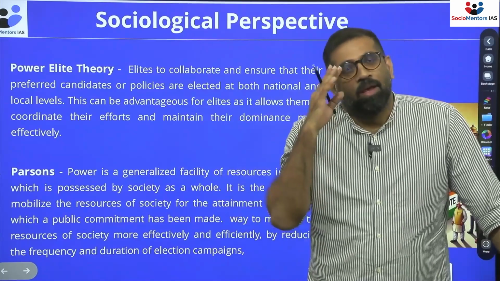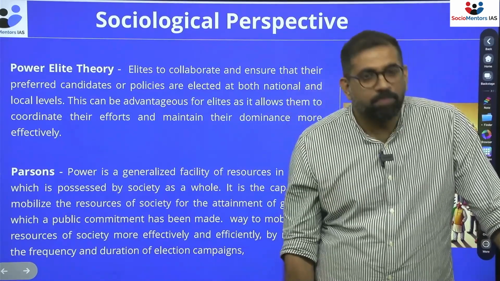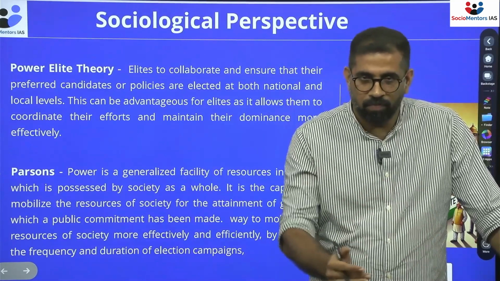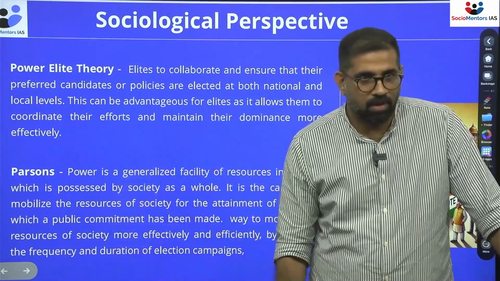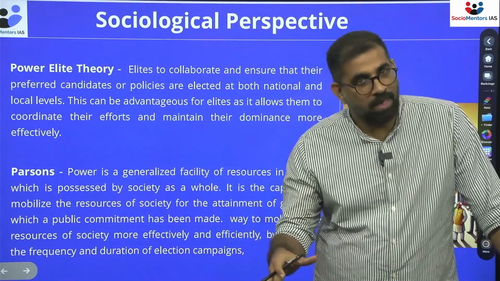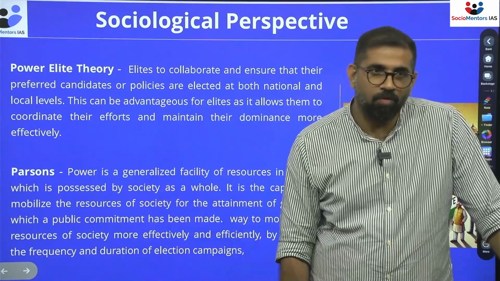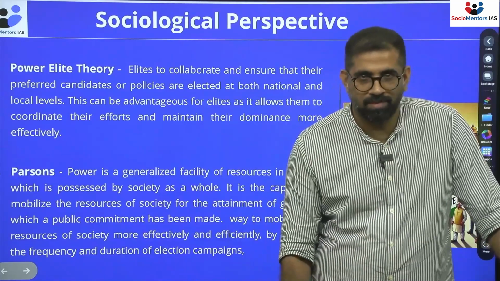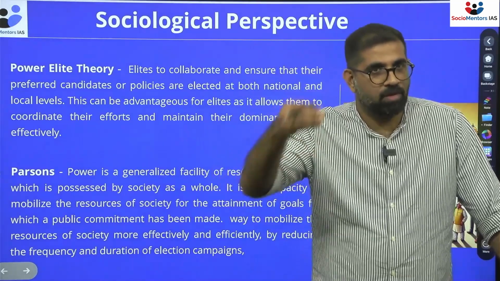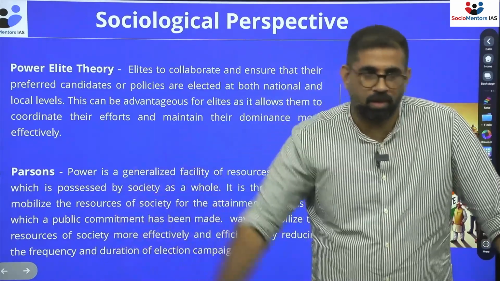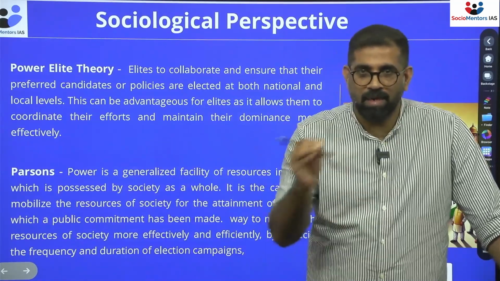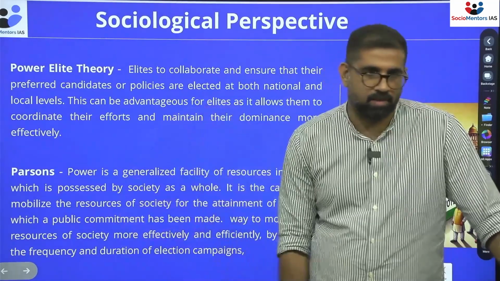When it comes to the elites, elites have differential levels of control over different levels of government. The elites who control the national government and the elites who control the state governments will be different. Now, when there is a simultaneous election, the same group of elites can have an influence not only at the center but also at the local level. Right. So that is how we can connect the power elite theory to simultaneous elections.